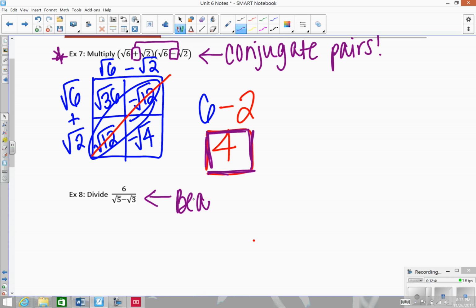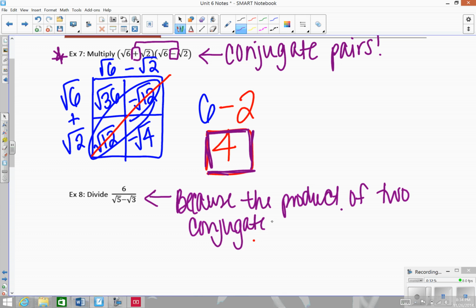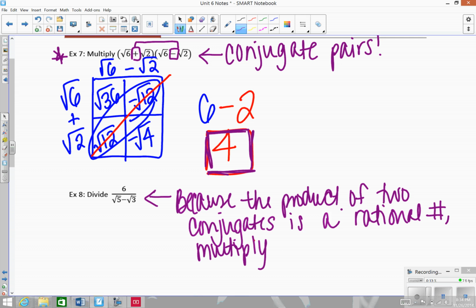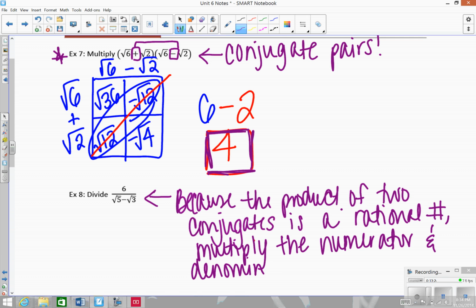Because the product of two conjugates is a rational number, meaning a whole number or a fraction, but basically not a radical, then we are going to multiply the numerator and denominator by its conjugate, by the denominator's conjugate.